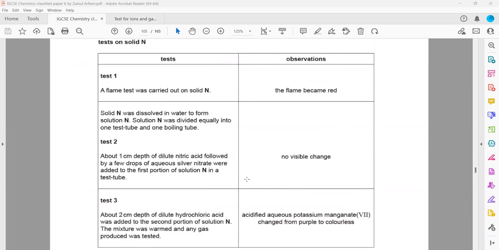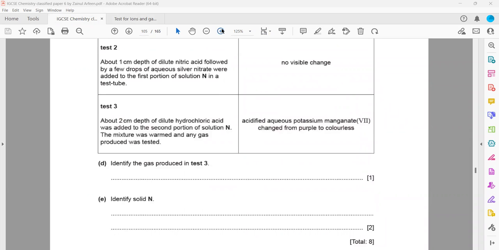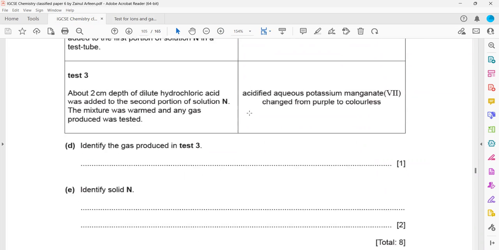Identify the gas produced in test 3. So which gas is produced in test 3? Sulfur dioxide.